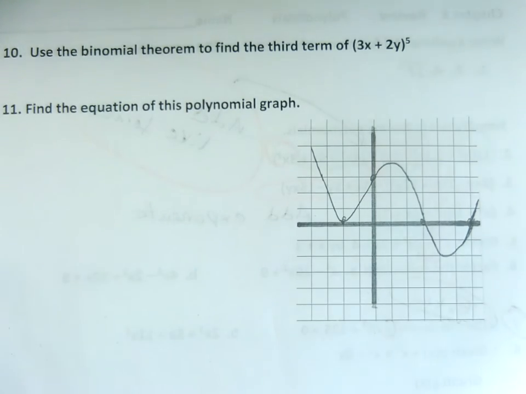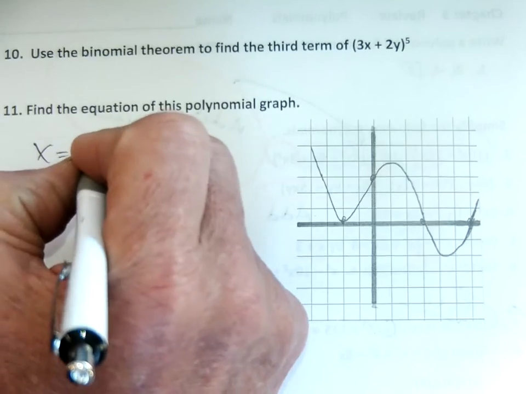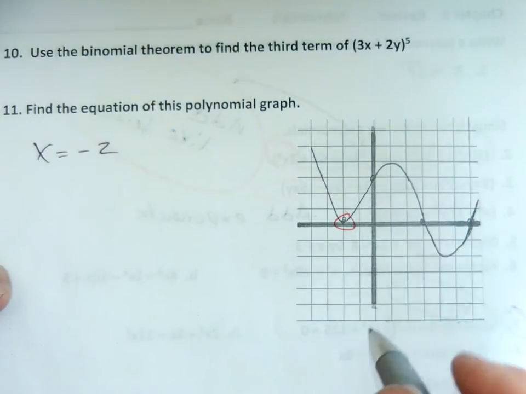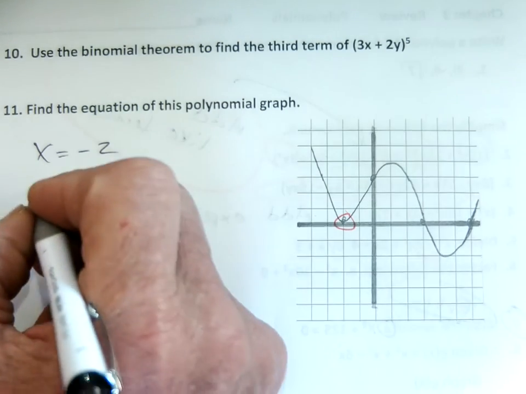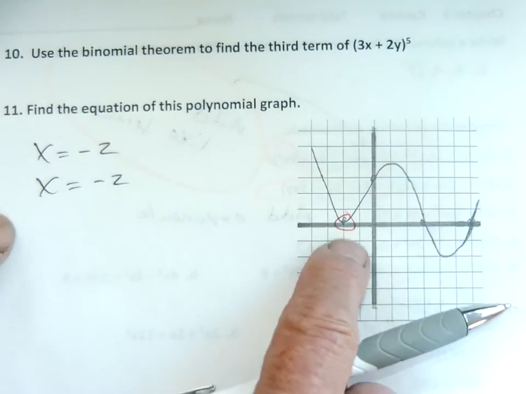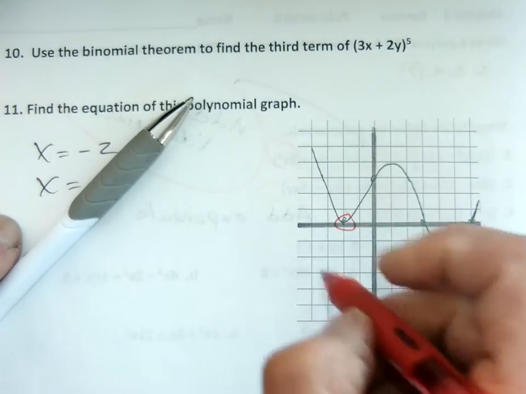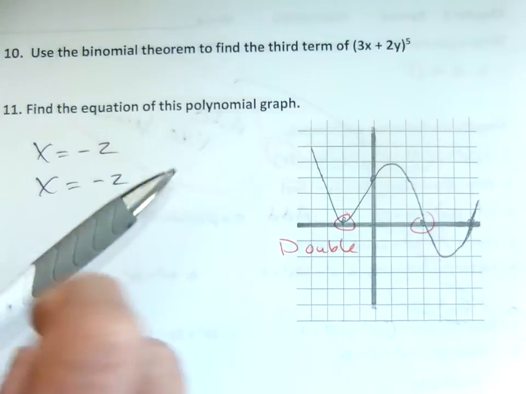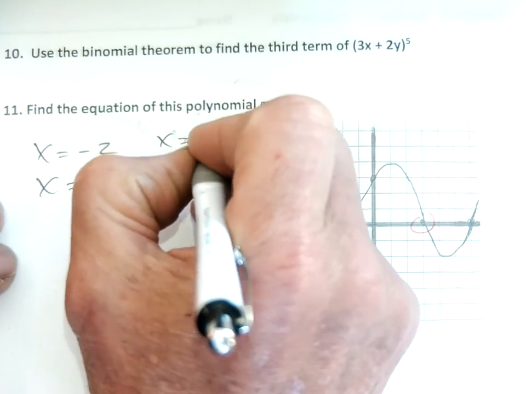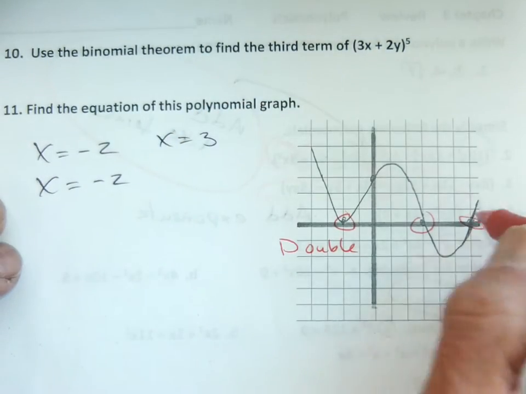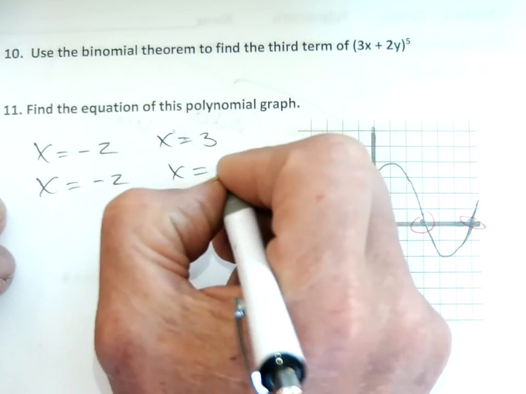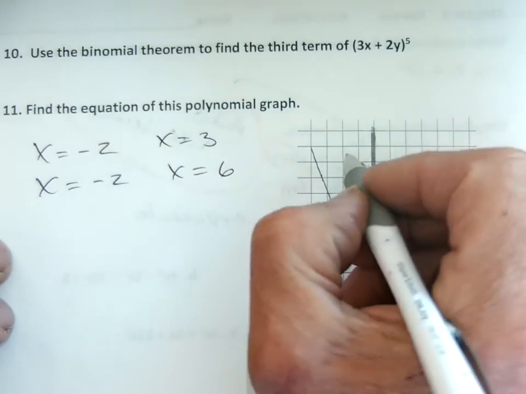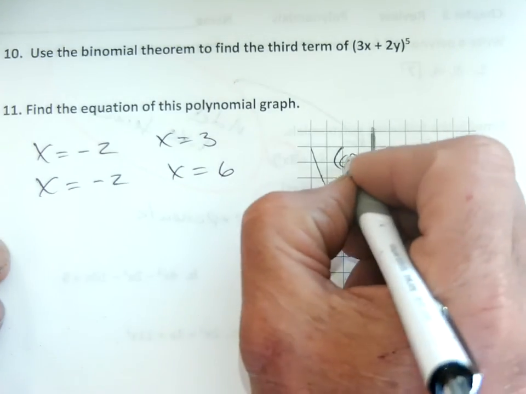Okay, I have an x equals -2. That's that 0. I have it twice, don't I? x equals -2 happens twice. It's a double root. I have an x equals 3, and I have an x equals 6. And it has to go through the point (0, 3).